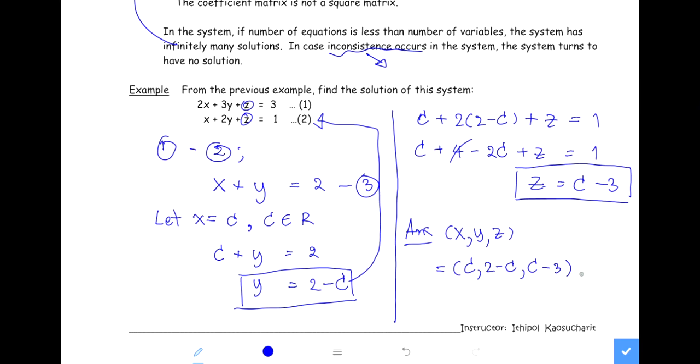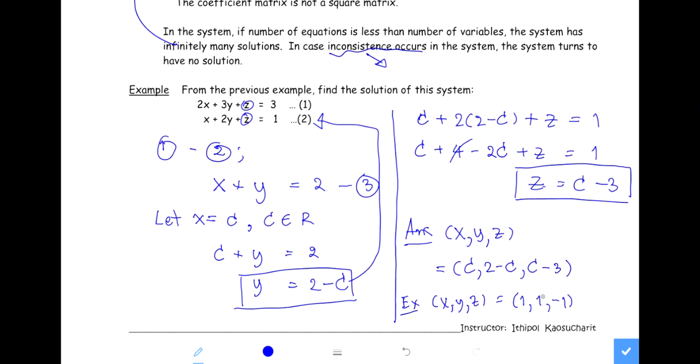So this one we say that we have an infinite number of solutions. It depends on c cat. For example, let's say if my c cat is 1, then my solution will come out to be something like 1, and 2 minus 1 is 1, 1 minus 3 is minus 2, something like this.